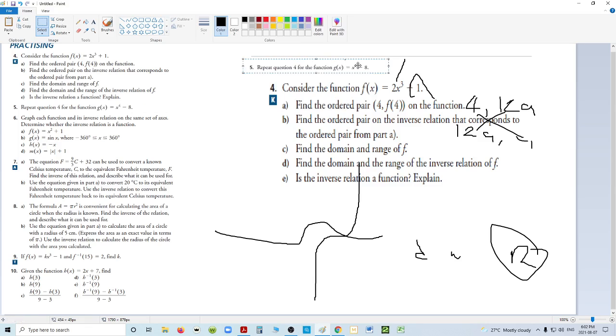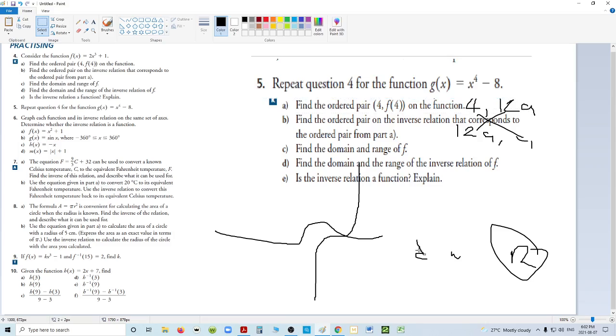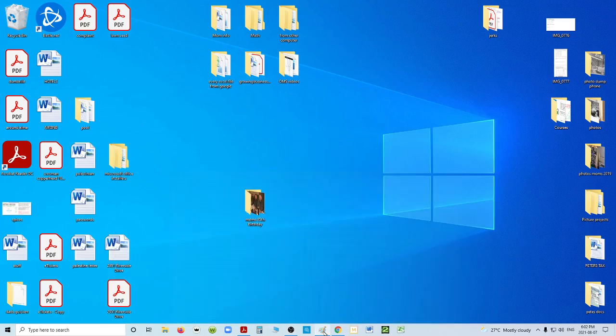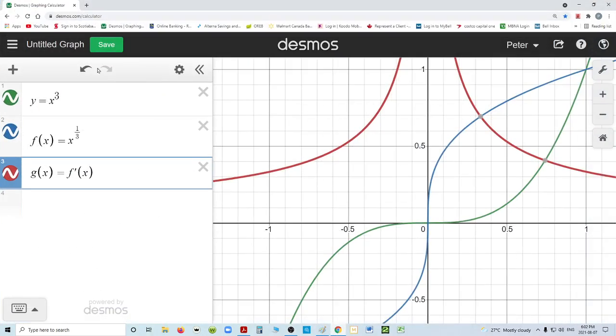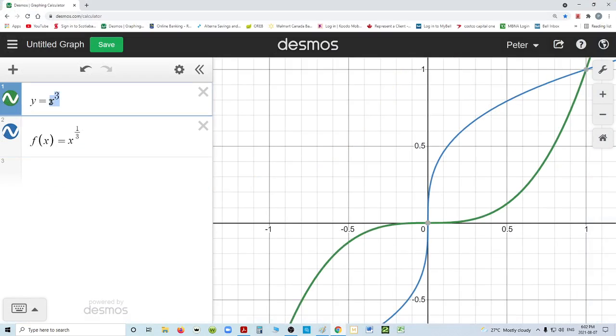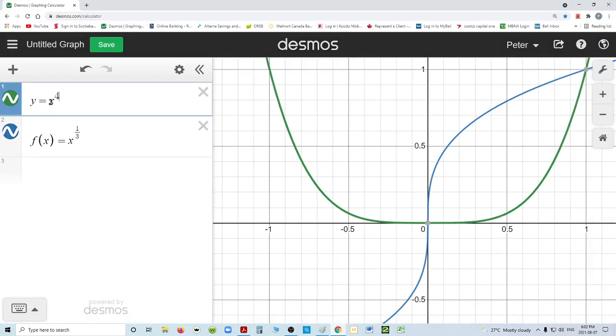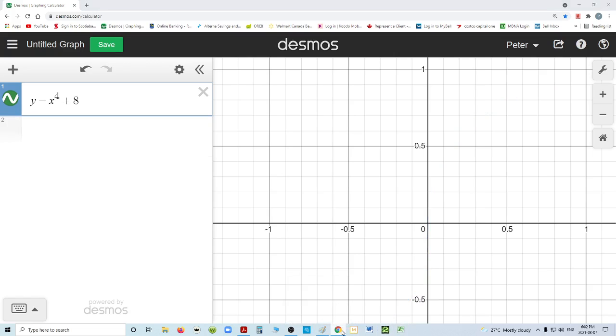Repeat question 4 for this function. So they want us to do it again, but for this function. First of all, spot your function, define your function. That's a quartic, and quartics are a little bit different. So let's just do x to the 4. I think it was plus 8, right? And we'll get rid of the blue line. Minus 8. Okay.